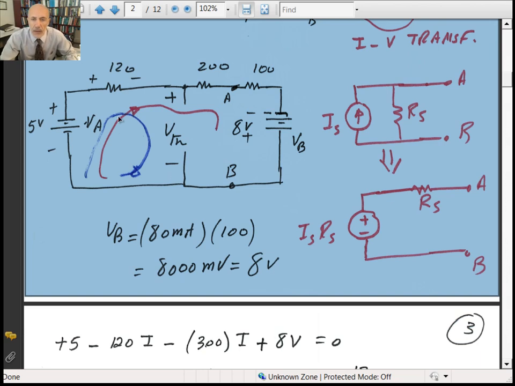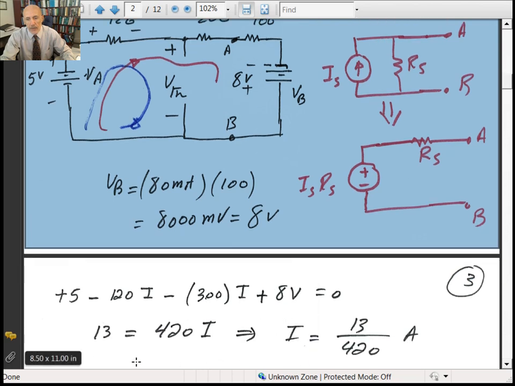Now if I go around the loop, this is open circuit, so you've got a single loop. All the voltages should add up to 0. That's Kirchhoff's voltage law. When I do that, I can calculate the current I. Starting from this point, minus to plus, that gives you plus 5 volts. Everything else will be negative: minus 120 times the current I, minus 300 times the current I, and minus plus is also plus, giving you 8 volts. So from here you calculate the current I, which is 13 divided by 420, that's 300 plus 120, and then 5 plus 8.